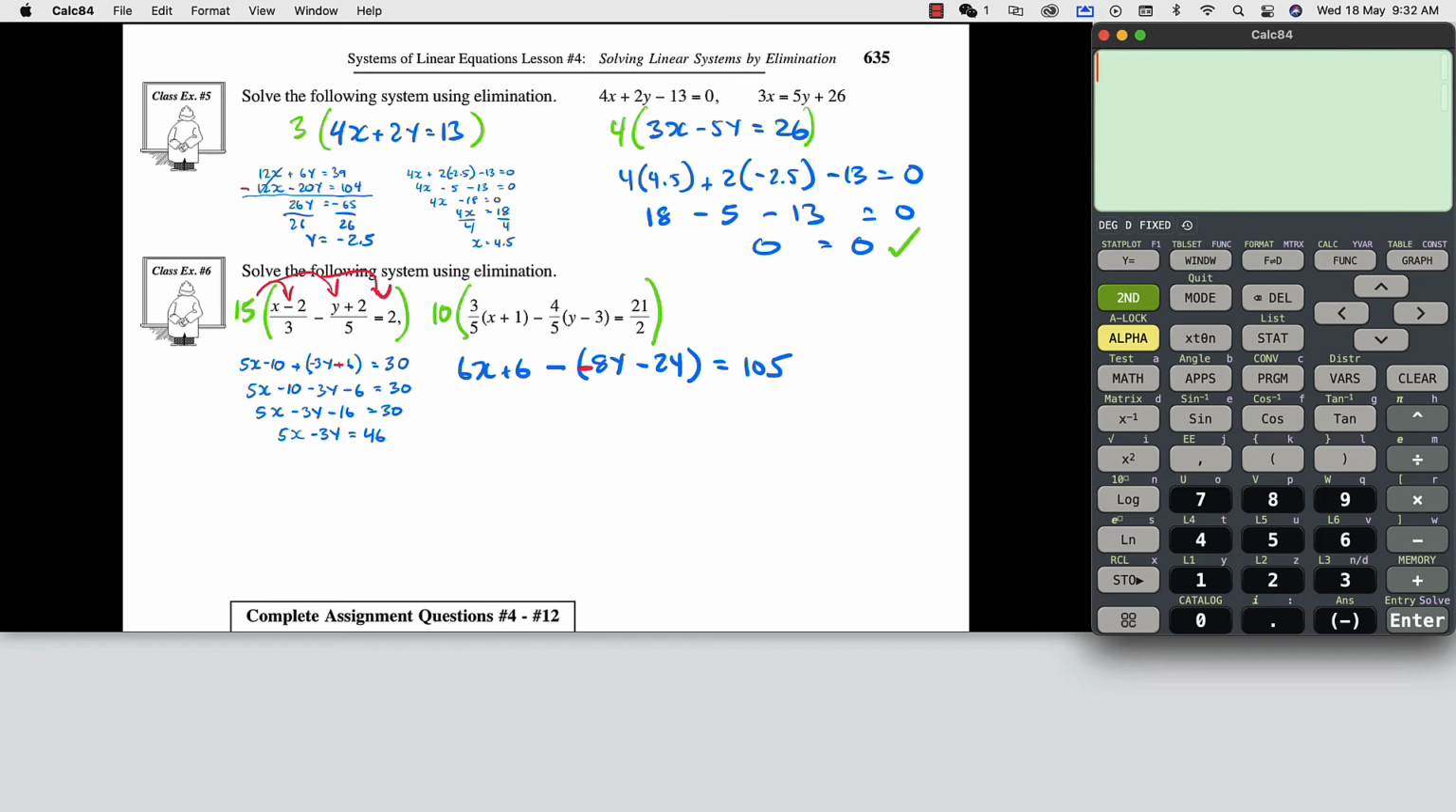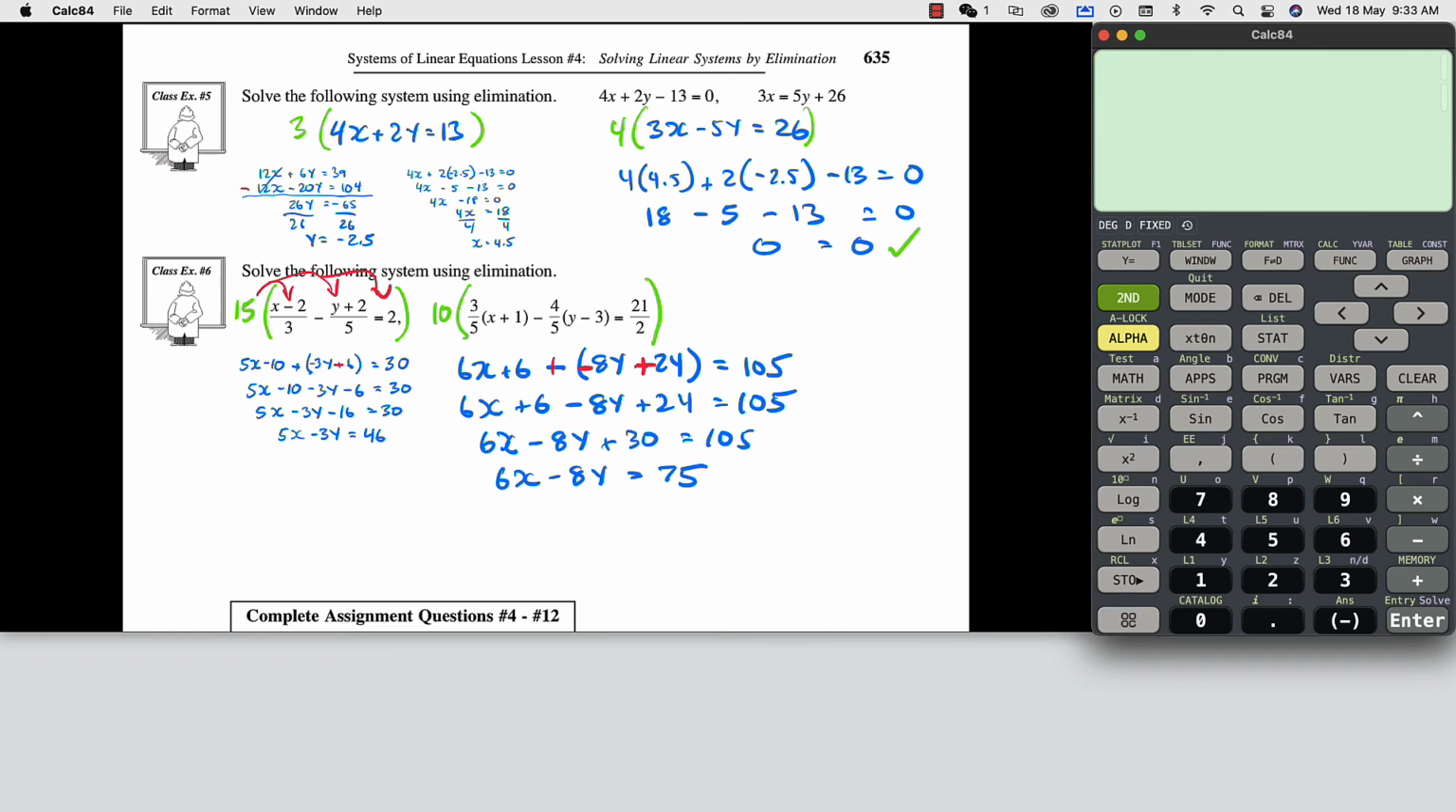Okay, now I'm going to deal with the two brackets right here and the negative inside. So basically it's going to become a negative 8 and a positive 24. And I'll just rewrite this as 6x plus 6 minus 8y plus 24 equals 105. We'll put that into the same format so we can compare and do some elimination with the two equations. So I've got 6x minus 8y plus 30 equals 105. I will minus 30 from both sides. So I've got 6x minus 8y equals 75.